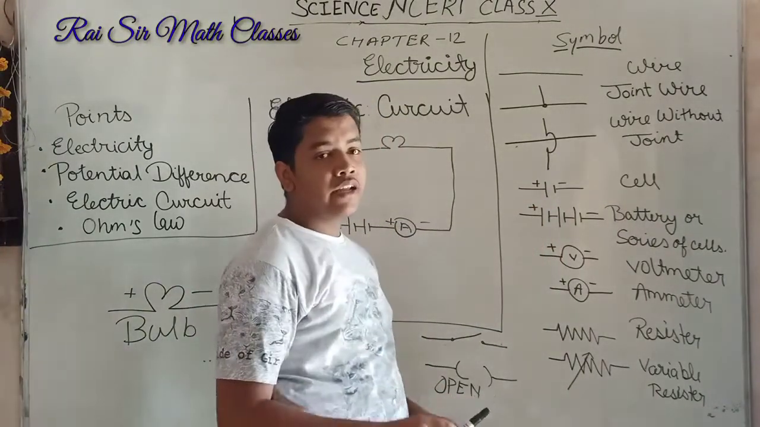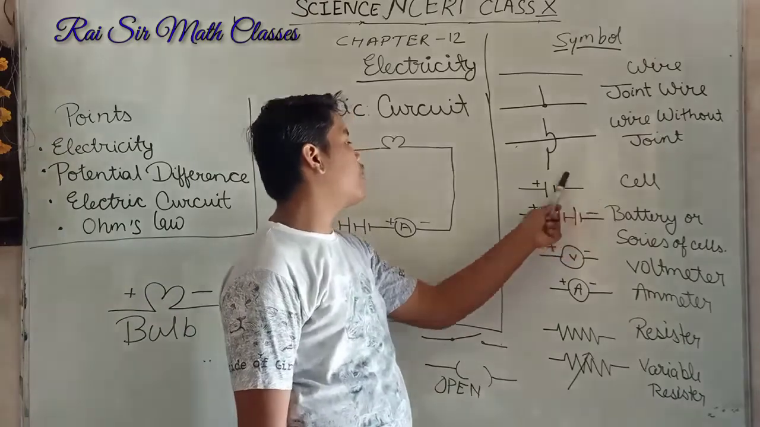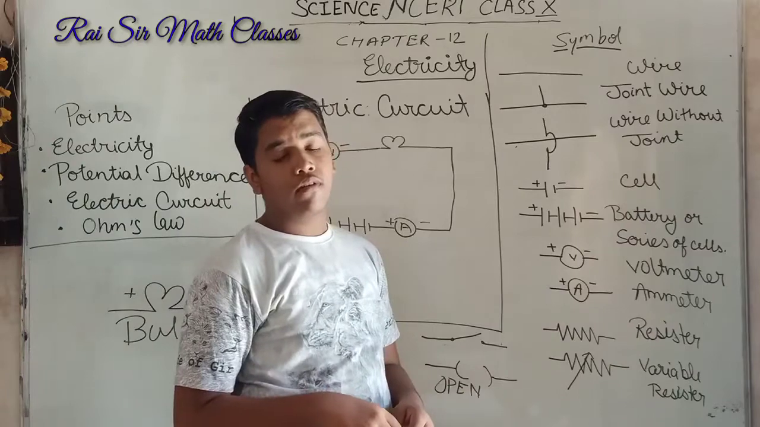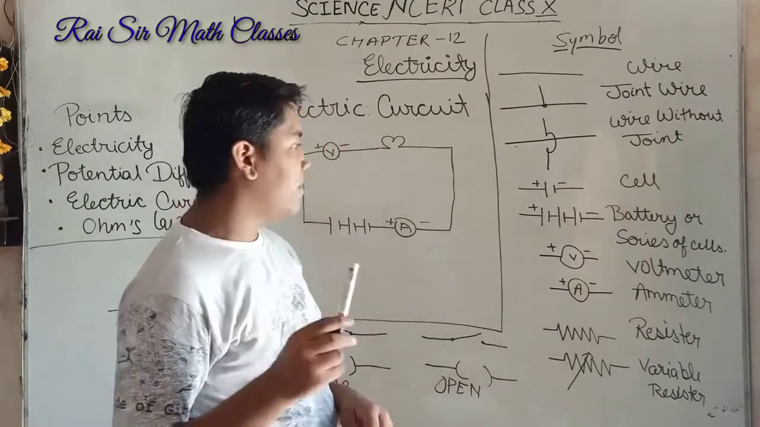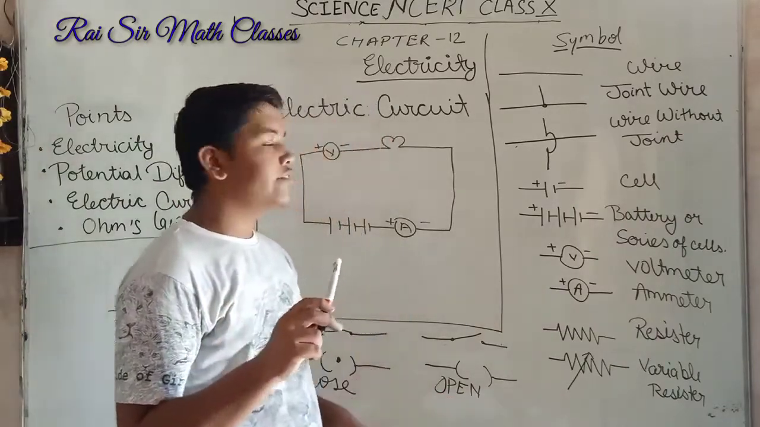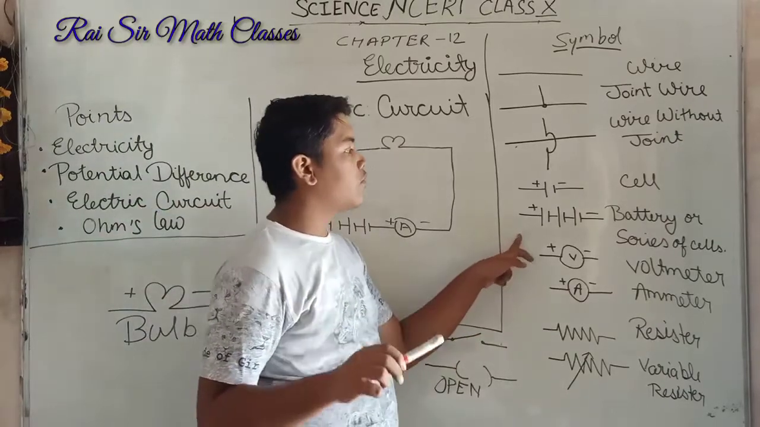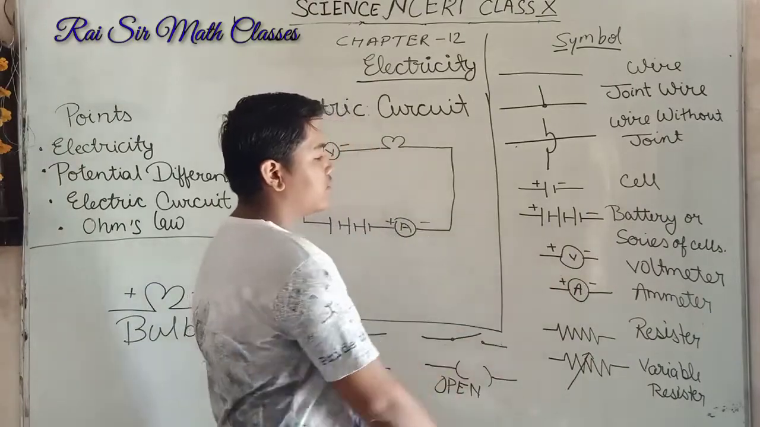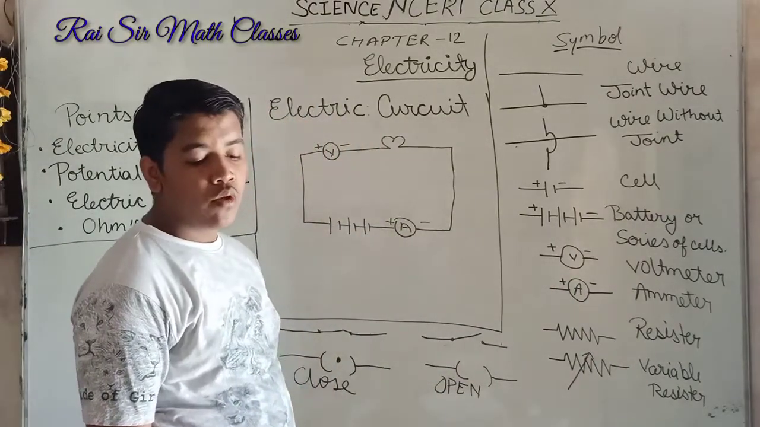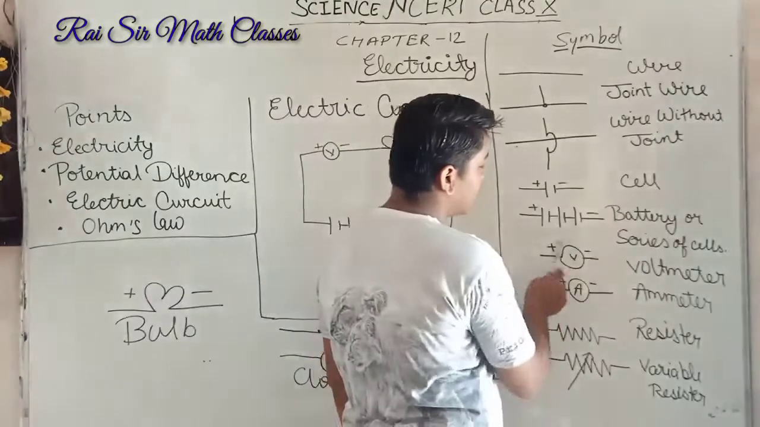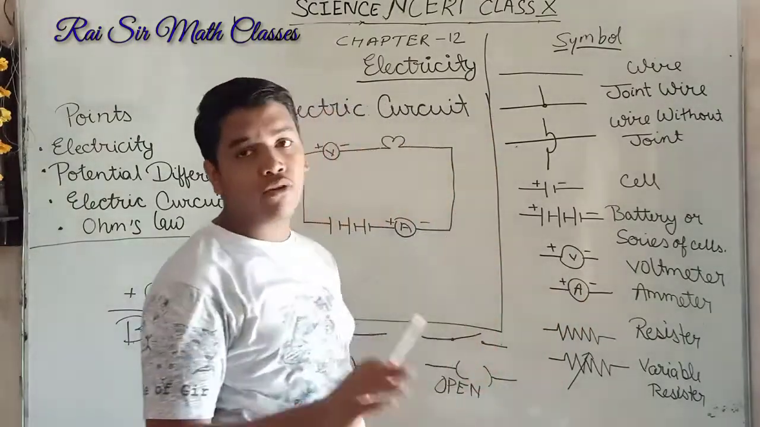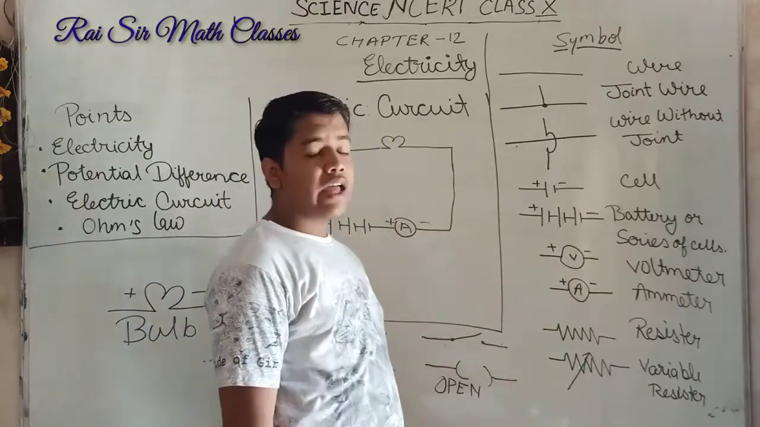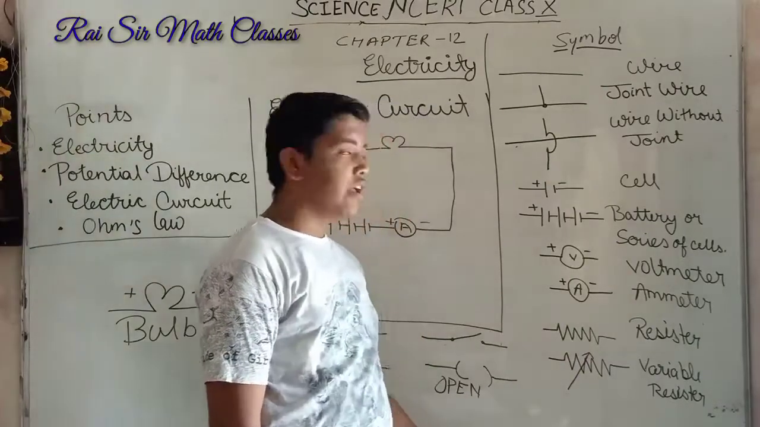If you are representing a cell, this type of diagram you have to make. Or if you are representing a series of cells, or a battery, basically a battery is a series of cells, so for both a battery and a series of cells, we have to use a similar diagram like this. As I told you, the diagrammatical representation in the electric circuit of a voltmeter is a circular V. Now the ammeter is a circular A.